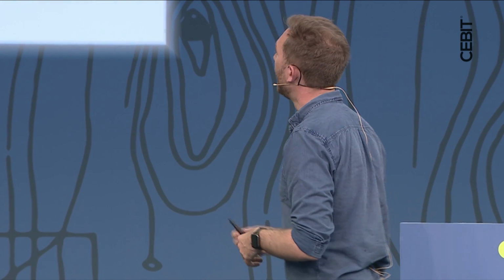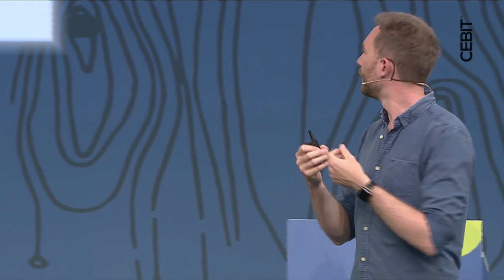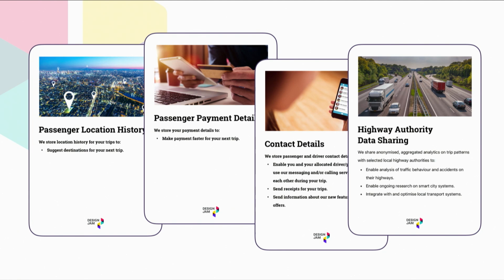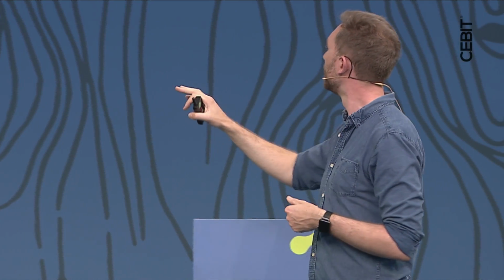An example is this tool, which we have refined after running internal hacks and external jams. It's a way to understand the user data flow experience within your app. It breaks down all the different data use cases. So in this trip sharing app, it includes things like passenger location history, passenger payment details, contact details, and data sharing with a highway authority. It asks: what if you think about all those different data use cases and start breaking down when you might talk to a person about them?